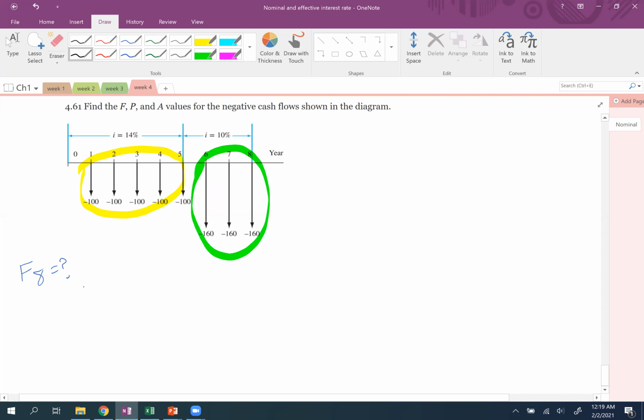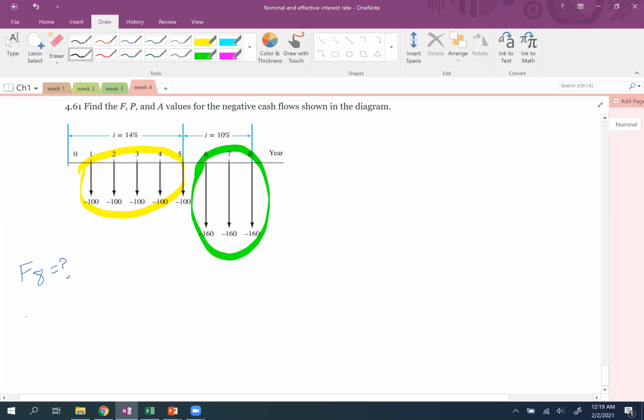I will start with the yellow part. If I want to shift the yellow part to time equal to 5, I know that all the cash flows are in the same direction, so that's totally fine. You can ignore the negative sign because they're all in the same direction, so I will not put negative every time. But I know since they are all in the same direction, I'm talking about the negative direction. So I'm going to convert or shift the yellow part to time 5.